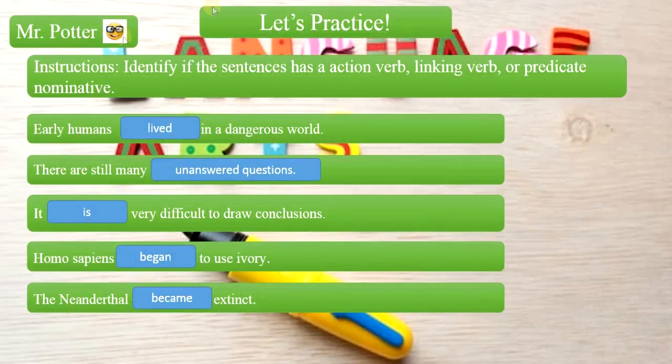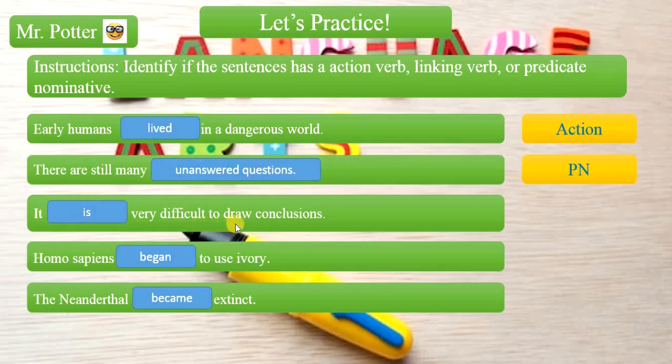Now, let's practice. Instructions: Identify if the sentence has an action verb, linking verb, or predicate nominative. Number 1. Early humans lived in a dangerous world. The verb in here is lived. What kind of verb is it? Action. Very good. Action verb. Number 2. There are still many unanswered questions. What is unanswered questions? Predicate nominative. Very good.